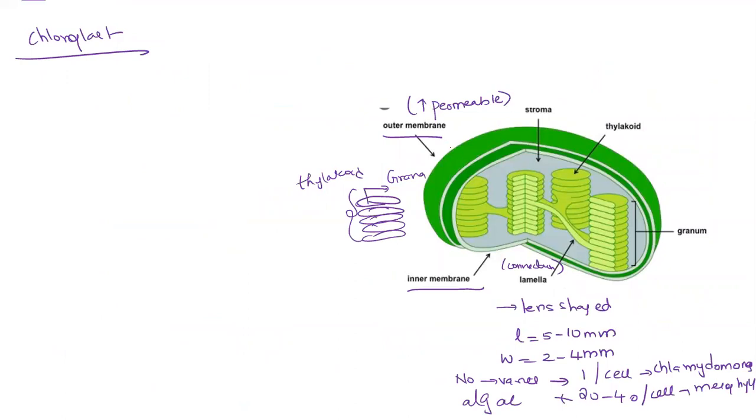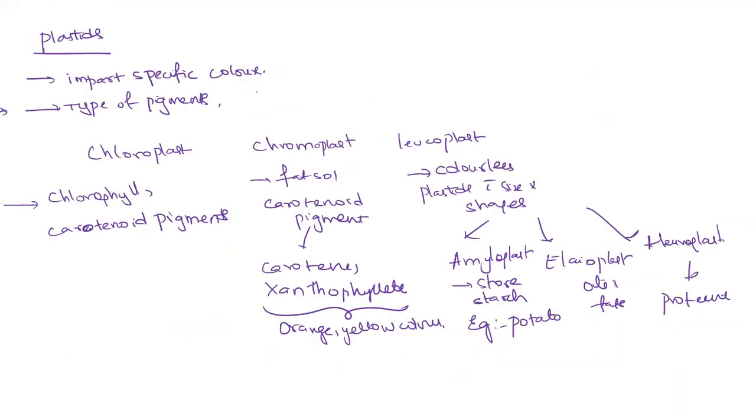Chloroplast is also a double membranous structure. It has an outer membrane and an inner membrane. Outer membrane is more permeable as compared to inner membrane. And you can see grana, each one is called as grana, and they are stacked up and they form thylakoid. Okay, their length is 5 to 10 millimeter, width is 2 to 4 millimeter, and number varies. Like in chlamydomonas, one chloroplast can be seen per cell, whereas in algae 20 to 40 per cell can be seen in the mesophyll. And chloroplast is nothing but a type of plastid.